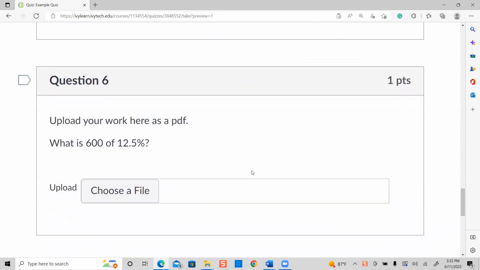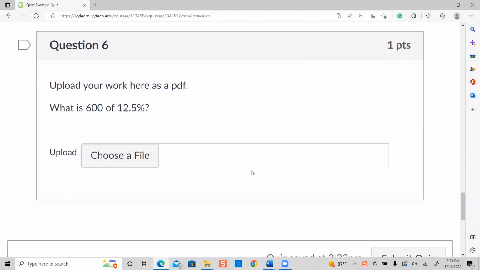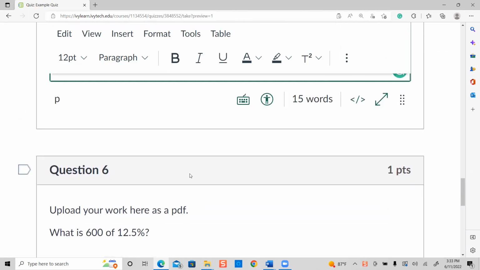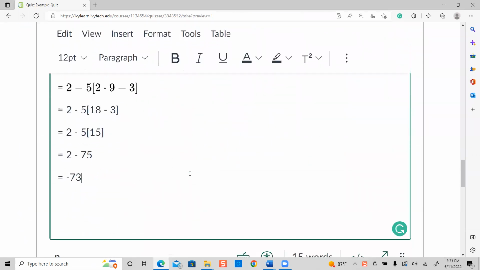Let's go to the last question on here. It says upload your work here as a PDF. You see it says choose a file. This is a PDF. You can't upload a picture there. See the difference between them?